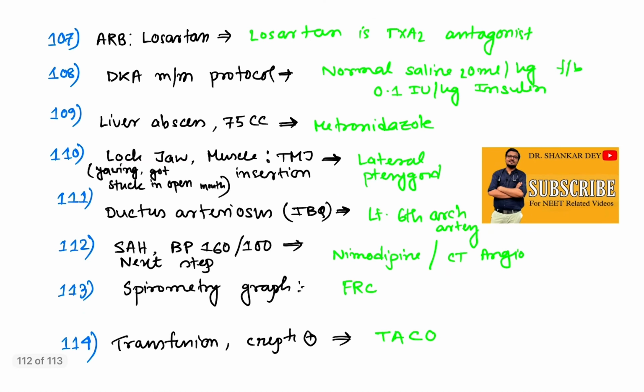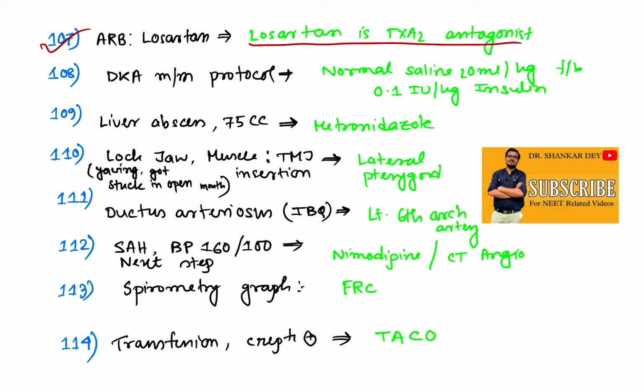Next question was a true or false question. I think the question was about ARBs, angiotensin receptor blockers. Among the options, which one is the true statement? The true statement is that losartan is a thromboxane A2 antagonist. So losartan has TXA2 antagonistic action. I think the other options are like telmisartan undergoes renal clearance, wrong; irbesartan undergoes hepatic and renal clearance; candesartan undergoes renal clearance, etc. But the correct answer will be losartan is a thromboxane A2 antagonist.